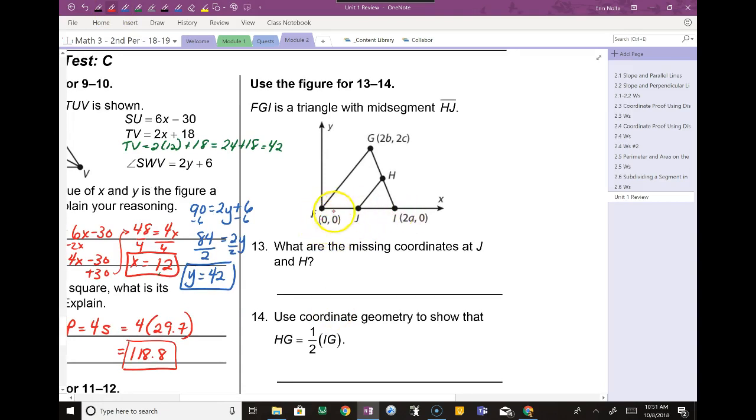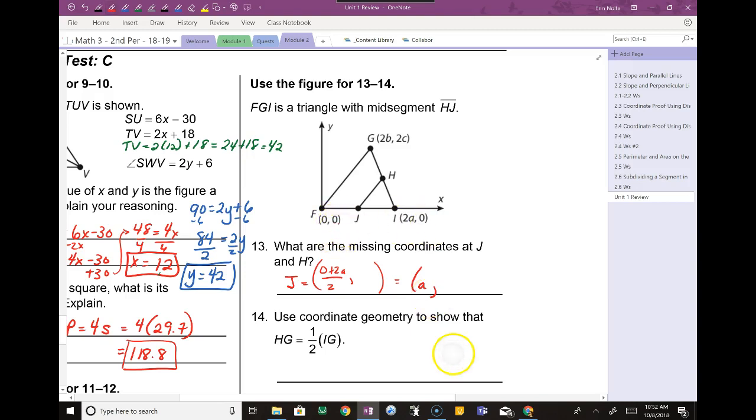So we're looking at the middle between F and I. So to find a midpoint, you add up the two x's and divide by 2. So let's see, I'm going to write this right here. So for J, my two x's is going to be 0 plus 2a and divide by 2. So if I do that, let's see, I'll just kind of write this over here. So 0 plus 2a is 2a, and 2a divided by 2 is a.